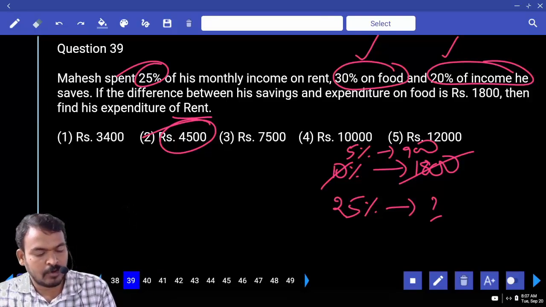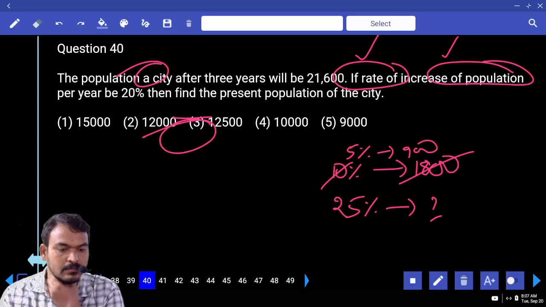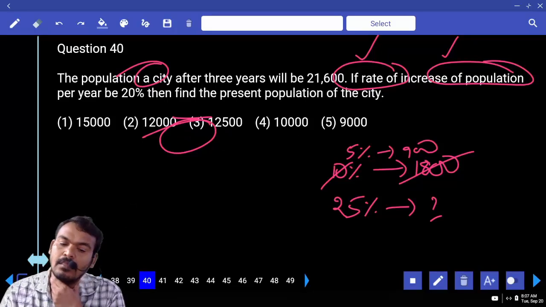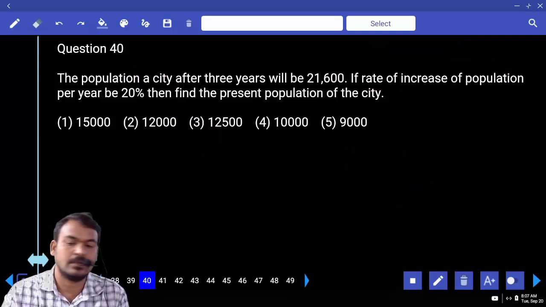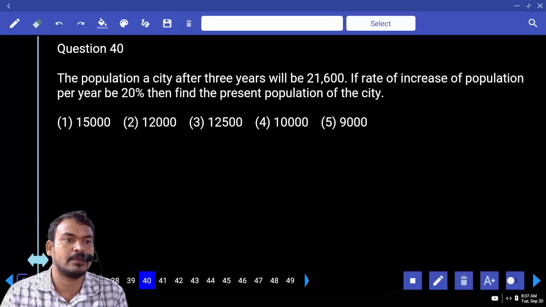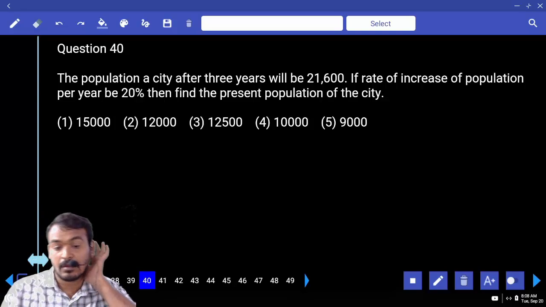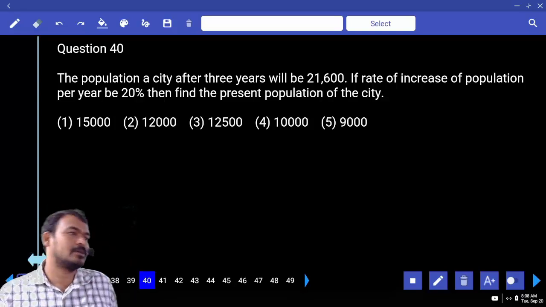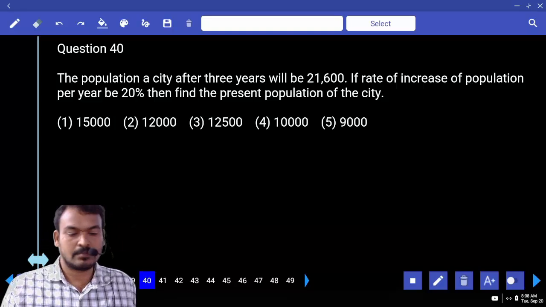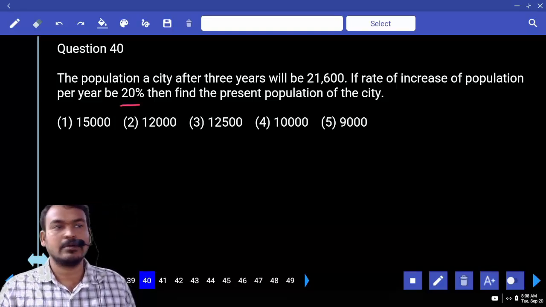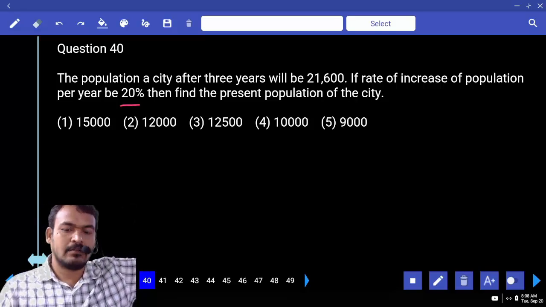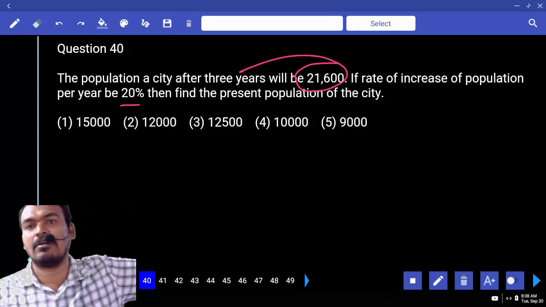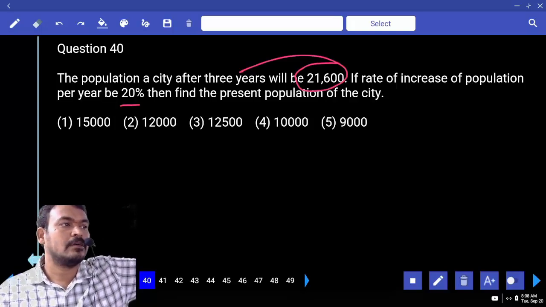Next question number 40. The population of a city after 3 years will be 21,600. If the rate of increase of population per year is 20%, find the present population of the city. Is it a successive increase concept or decrease concept? Increase concept. Every year how much percent is increased? 20%. In the successive increase concept, one is the initial value, another is the final value. Here, is the final value given or the initial value? Final value. We require the initial value.